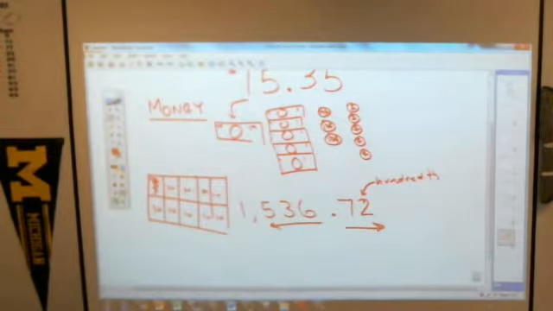1, 2, 3, 4, 5. So here, this is about 2/100 of what I started with. I can cut this into 100 pieces. This is 2 of them.